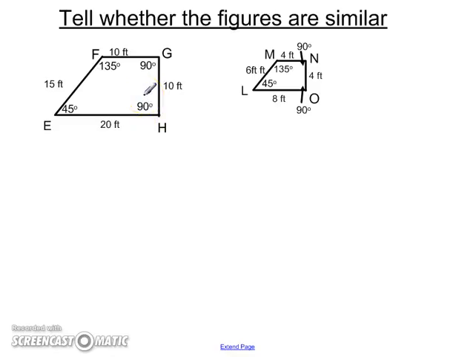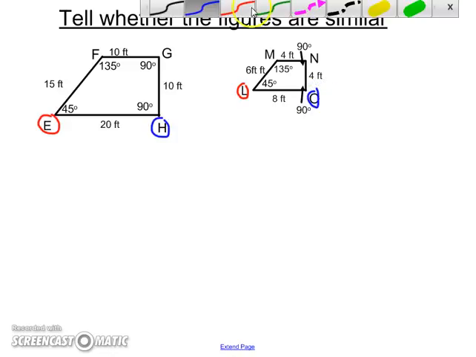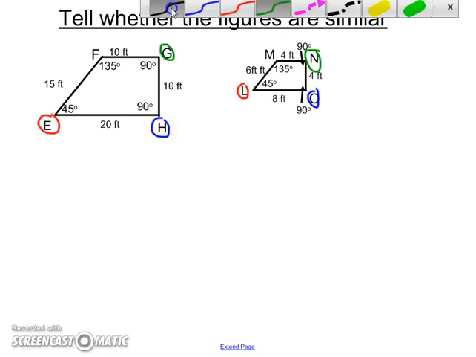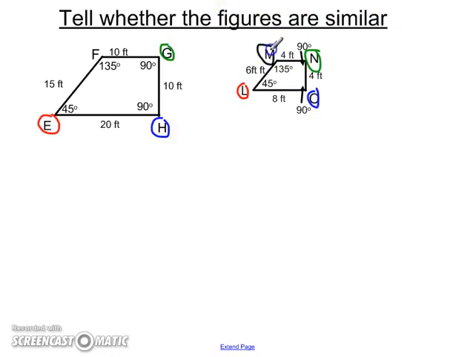All right, so test number 1, corresponding angles have to be equal. E corresponds to L. Those are both 45-degree angles. Okay, so we're good there. I'm just going to go around the circle here. H corresponds to O. Those are both 90. Good there. N corresponds to G. Both 90 degrees. Yes, we're good. Keep going around. The last set of angles: M corresponds to F. Those are both listed at 135. Passes test number 1. Now we have to go to test number 2.